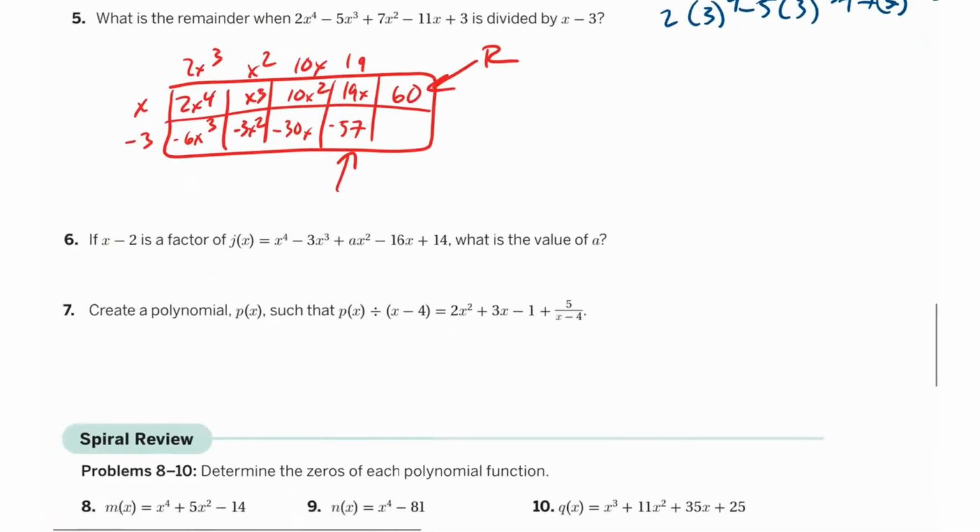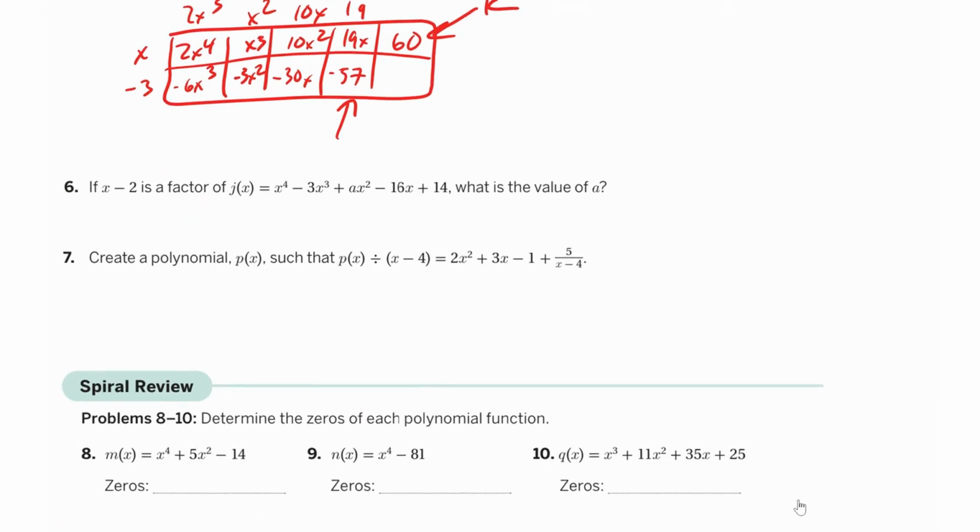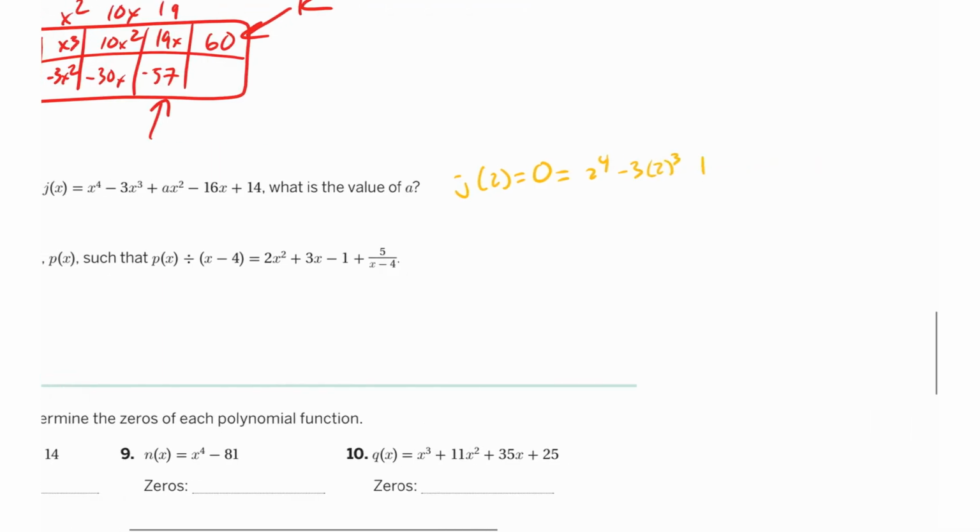Number 6, if x minus 2 is a factor of j of x, what is the value of a? Okay, so this one's a little bit tricky. I'm going to use what I know about the remainder theorem, that if I were to plug in j of 2, that would give me 0. And so 2 to the power of 4 minus 3 times 2 to the power of 3 plus a times 2 squared minus 16 times 2 plus 14 is true.